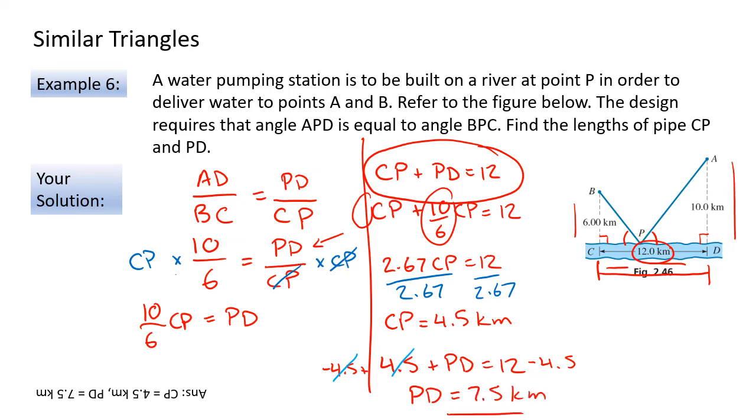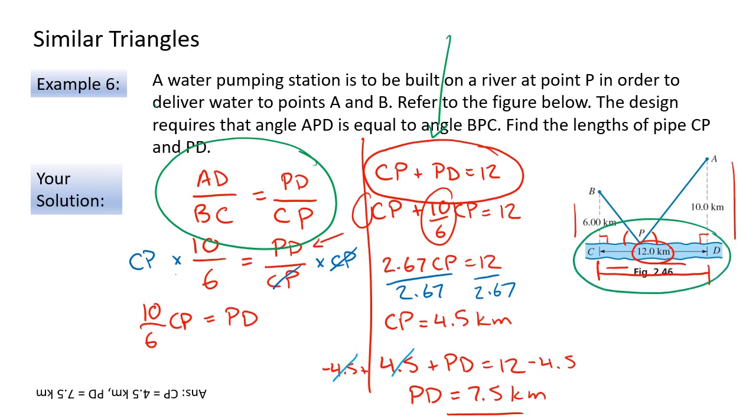Okay? So we used a combination of two items. We used similar triangles in order to find the relationship between these two variables. And then we simply knew the total distance, right? And we know that this point has to be somewhere in between. So the point was, where is it?